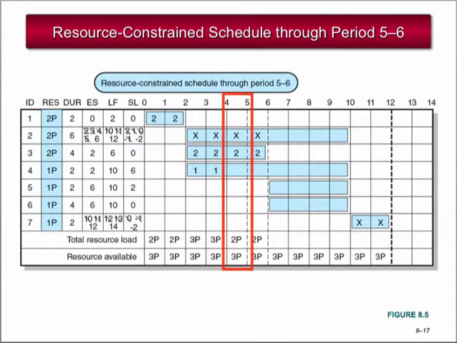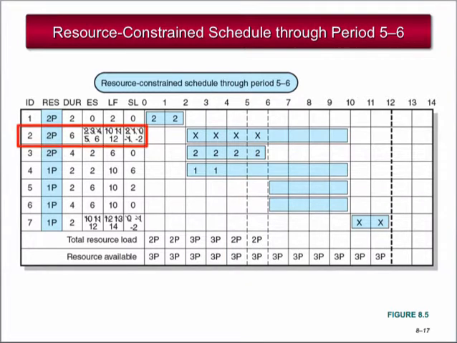In period 4 to 5, Activity 2 is eligible again to be scheduled, but still exceeds the limit of 3 programmers. Again, we delay Activity 2 and update the early start to 5, the late finish to 11, and slack to -1. We delay Activity 7 as well and update the early start to 11, late finish to 13, and slack to -1.